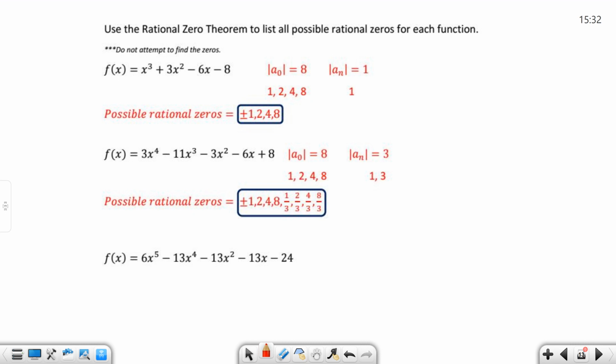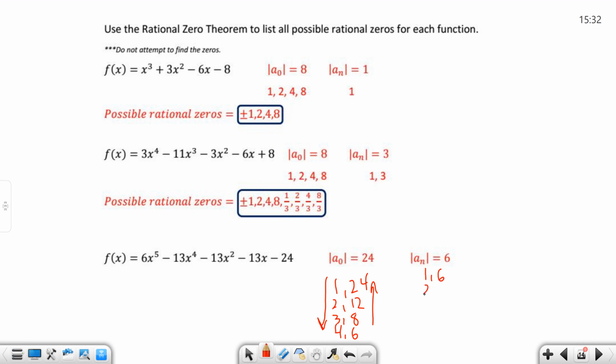All right, so then the next one, f of x, 6x to the 5th, right, all this other stuff here. This is my a sub n, this is my a sub 0. But again, I don't care about the negative. I'm just going to take my 24, right, absolute value of this, and my 6, the absolute value of 6. And then I need the factors of those things. So if I were to factor 24, I get 1 and 24, I get 2 and 12, I get 3 and 8, and I get what? 4 and 6. And again, I like to go down this side and back up this side when I list them. So when you see it on the next page, it's going to go 1, 2, 3, 4, 6, 8, 12, 24.